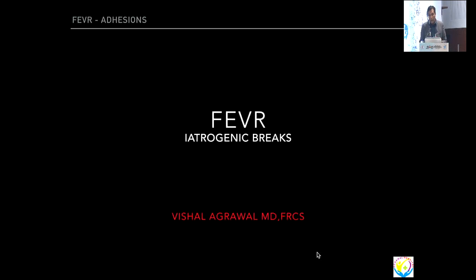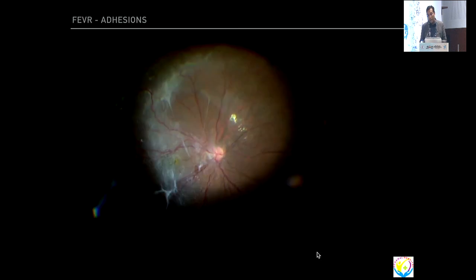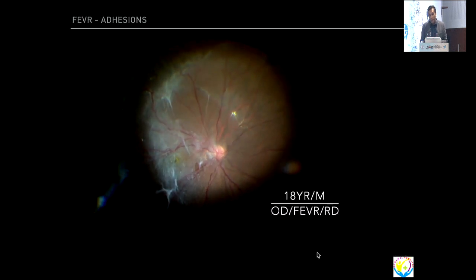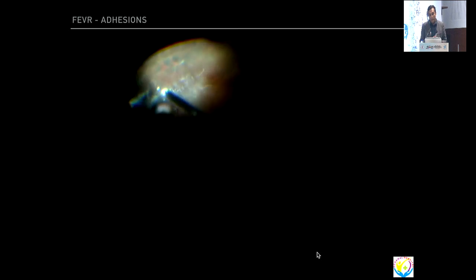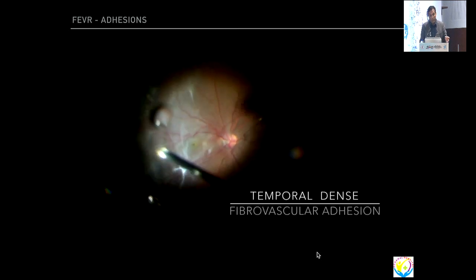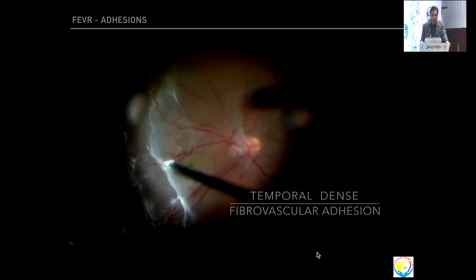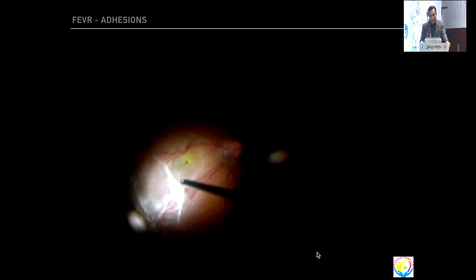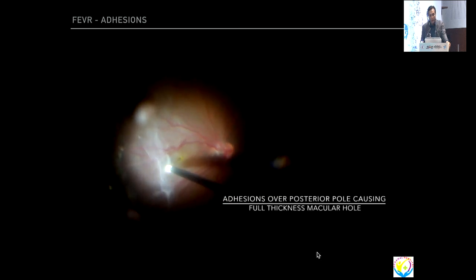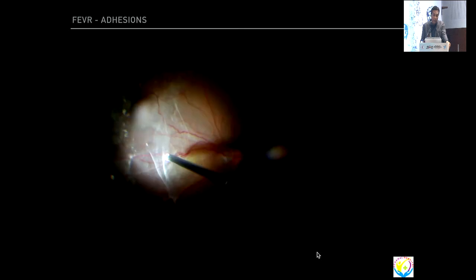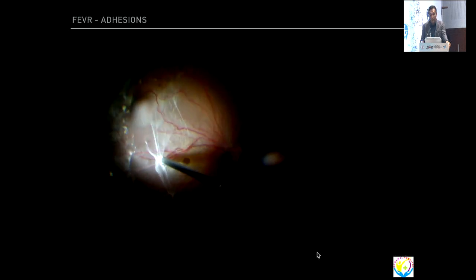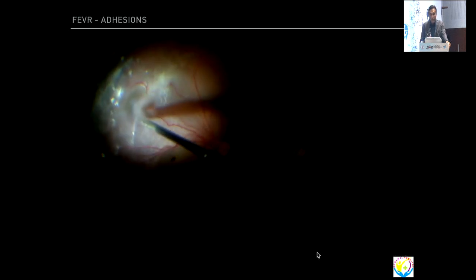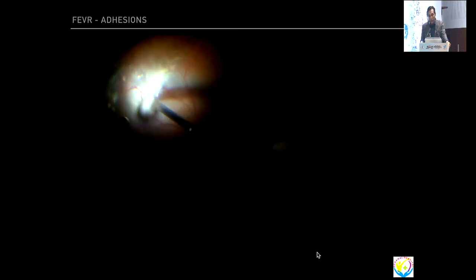After 6 or 7 years, this boy, an 18-year-old male, developed RD in his second eye, and this was apparently very well lasered. Here, I had learned my lessons, so I did not try to peel much of the temporal fibrovascular area, just peeled the inferior and the posterior edges. But there are anomalous adhesions to the posterior pole also. As you can see, as I was gently inducing the PVD, an iatrogenic macular hole formed.